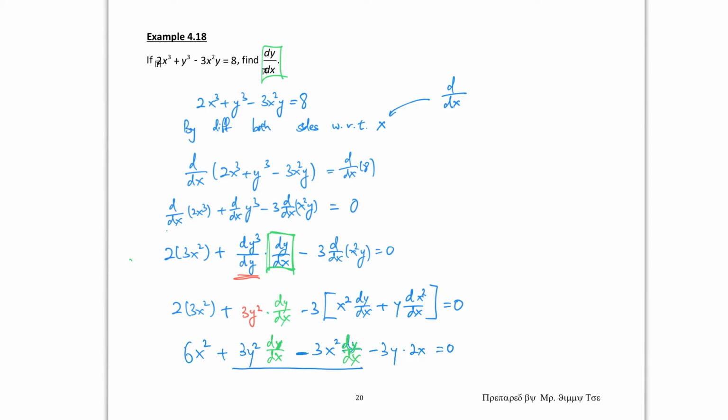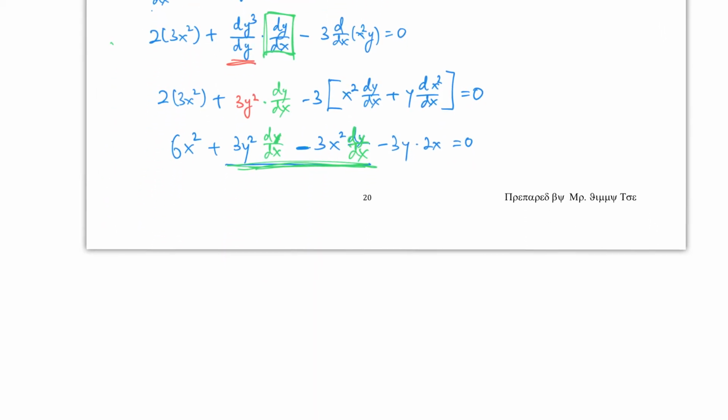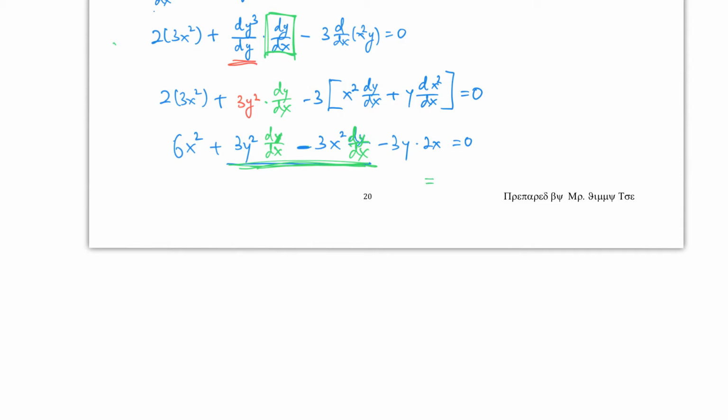These two terms consist of dy over dx, so keep them on the left hand side, and move all the other terms to the right hand side. This term is equal to 6xy, so plus 6xy on both sides, and minus 6x squared. How about the left hand side? It's 3y squared dy over dx minus 3x squared dy over dx. I want to find dy over dx, so I take out dy over dx, remaining 3y squared minus 3x squared.